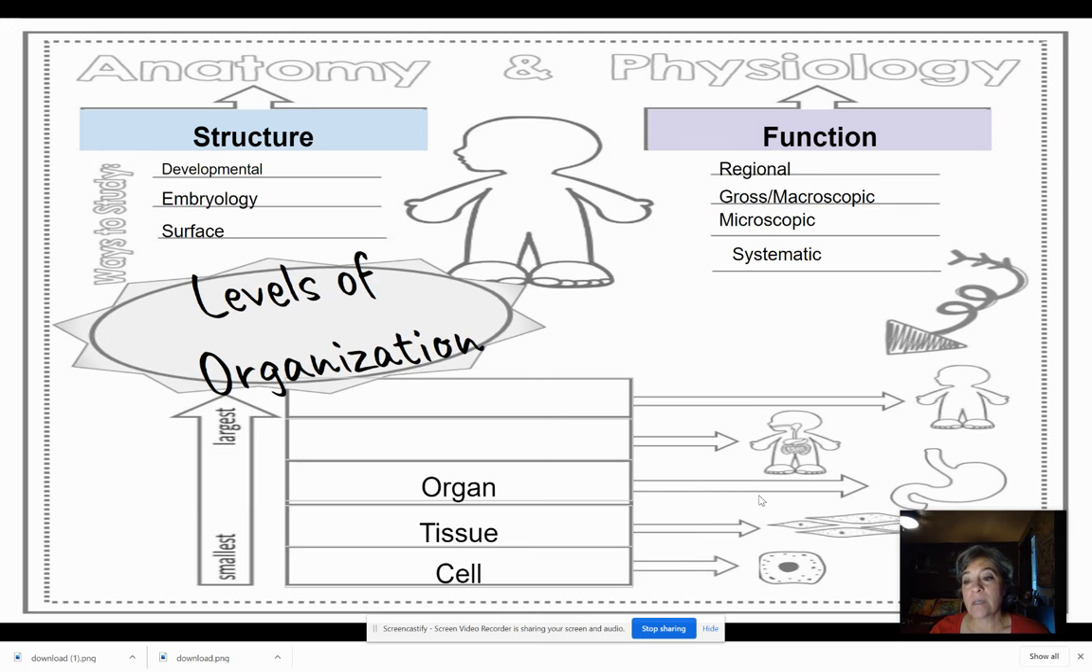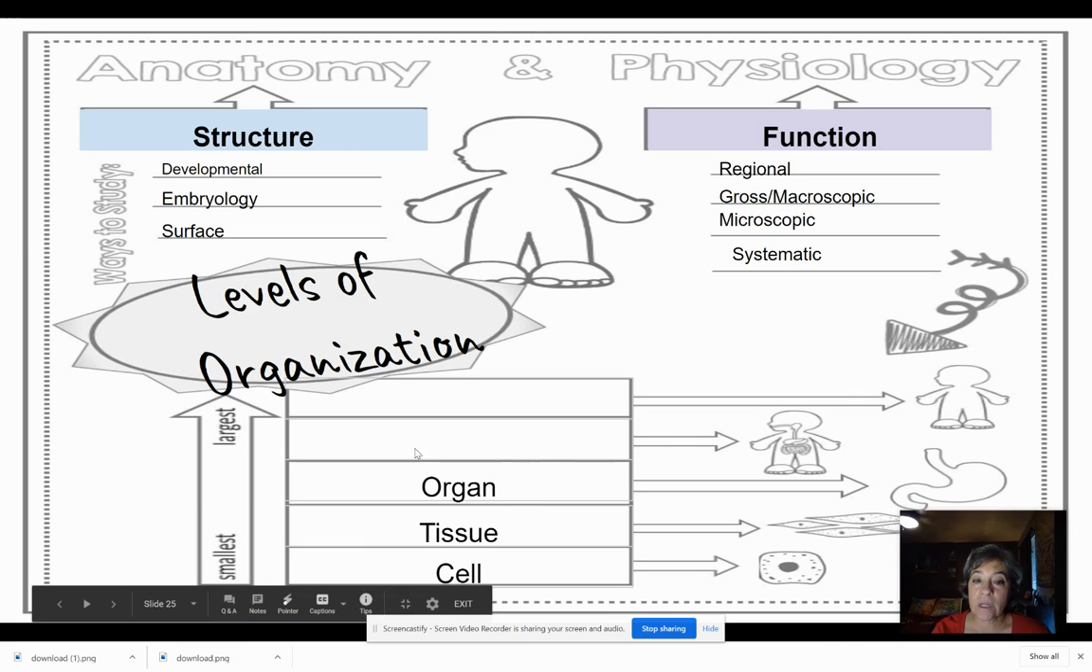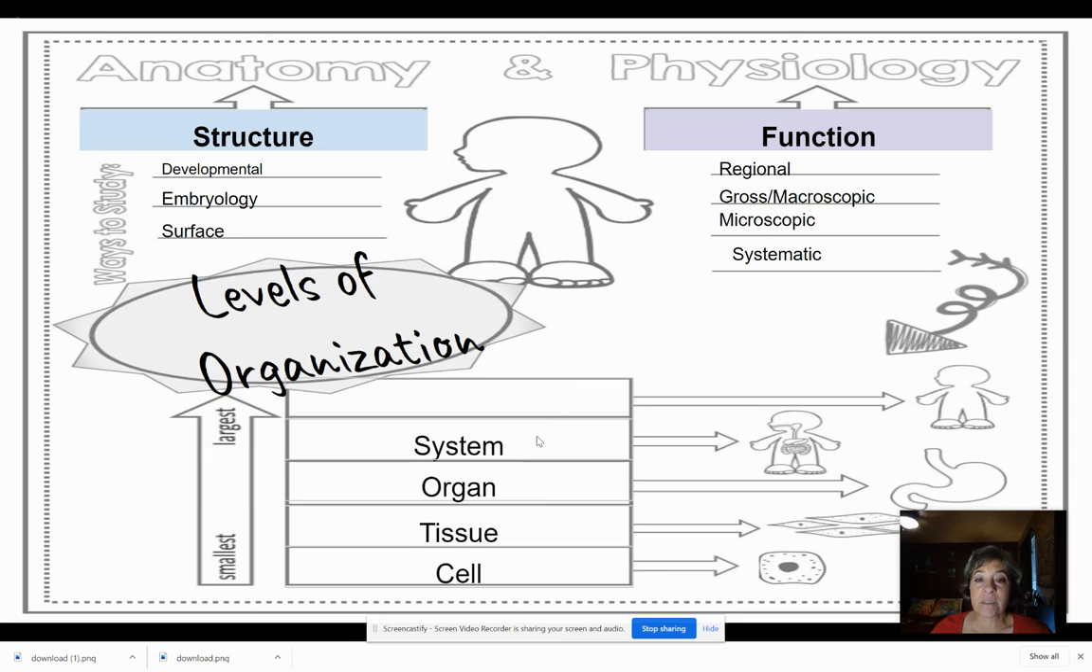And then if we increase in complexity, when you have a bunch of organs working together, then you get this level, which is called the system. So if we have the stomach as our example, that's part of the digestive system, and that consists of several organs working together to do the job of breaking down food and absorbing it and eliminating waste. So that digestive system would include your mouth, your pharynx, your esophagus, your stomach, your intestines, and then your anus to get all that through.